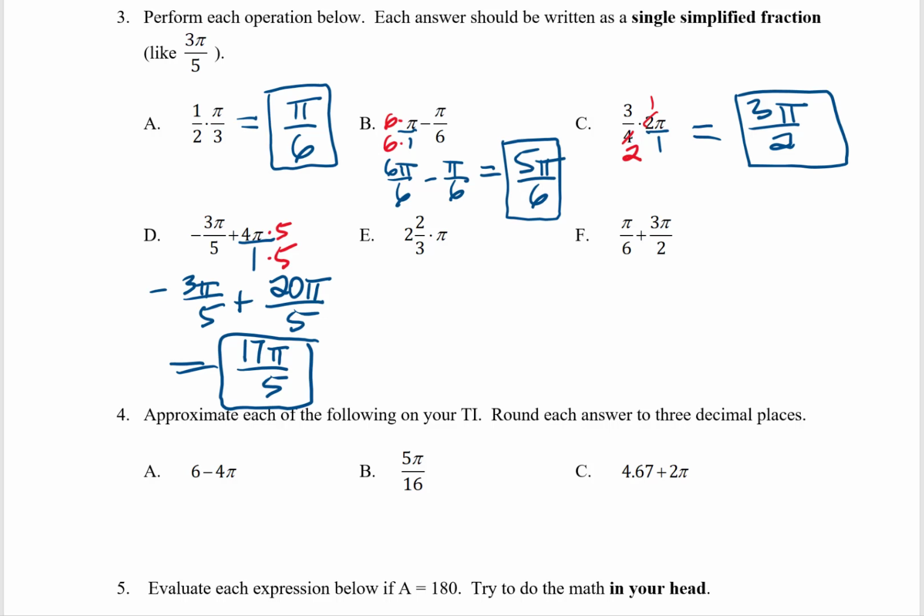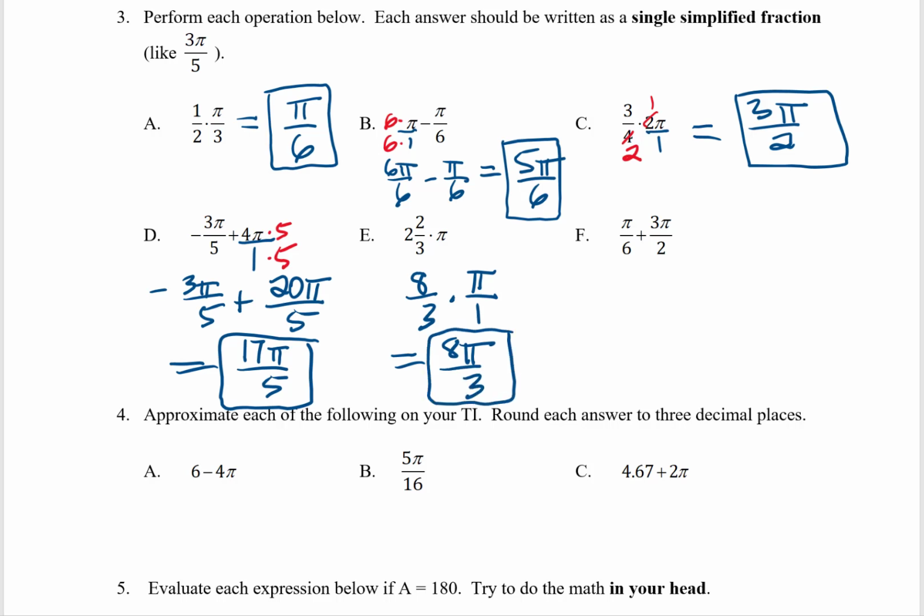Mixed numbers are complicated, so I should change it to an improper fraction. 3 times 2 is 6, plus 2 is 8 over 3, 8 thirds, times pi over 1. I don't have any cross-canceling to do, so just multiply across. 8 pi on the top and 3 on the bottom.